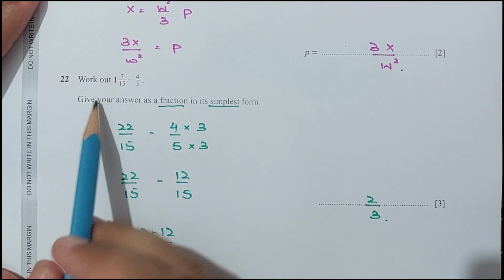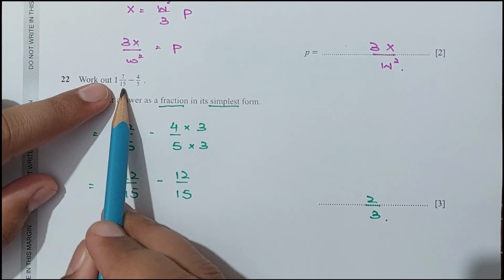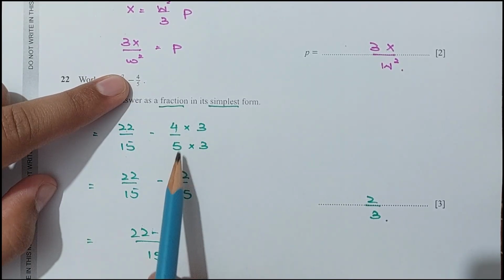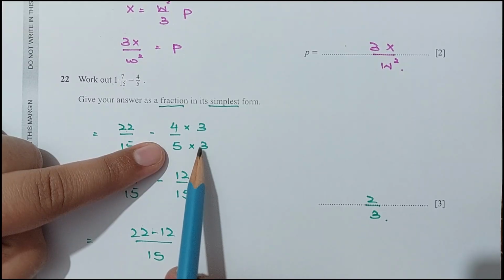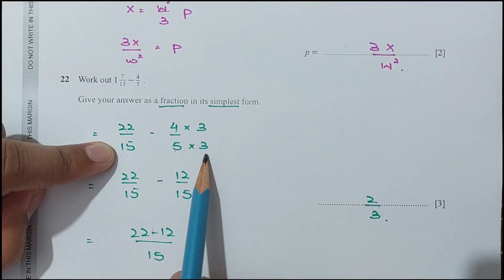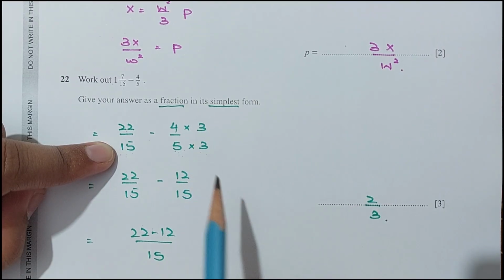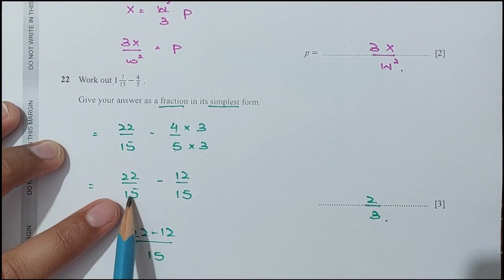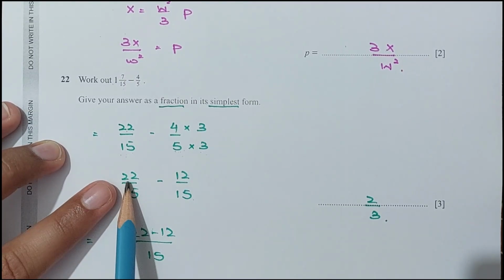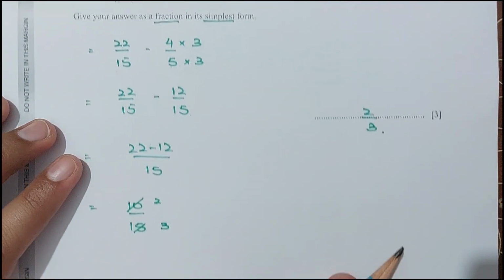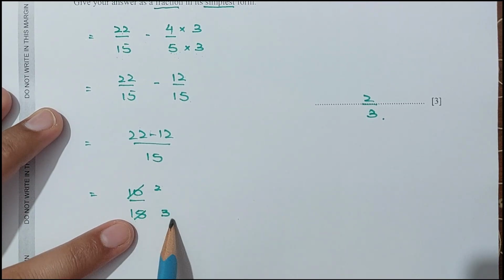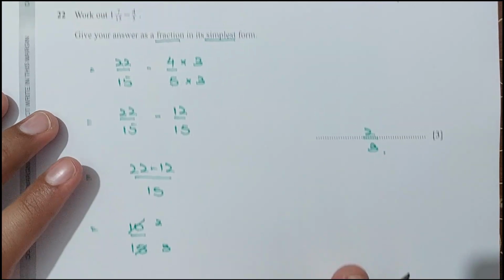Question number 22, work out. Give your answer as a fraction in its simplest form. So 15 times 1 is 15. In 15, when you add 7, this is 22 out of 15, and minus 4 by 5 stays the same. Now you have to make the same denominators. 15 is a multiple of 5, so 5 times 3 makes 15, so we are multiplying and dividing by 3 for the second fraction. 22 over 15 stays the same, so 4 times 3 is 12 and 5 times 3 is 15. Now the denominators are the same, you can subtract the numerators, 22 and 12. This is 10 out of 15. 5 times 2 is 10, 5 times 3 is 15, and 2 by 3 is the fraction in its simplest form.